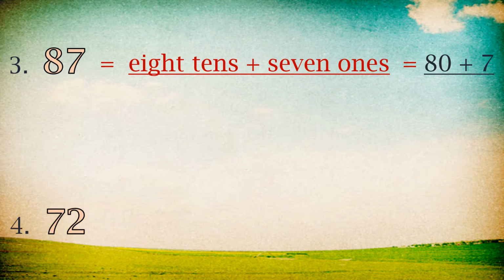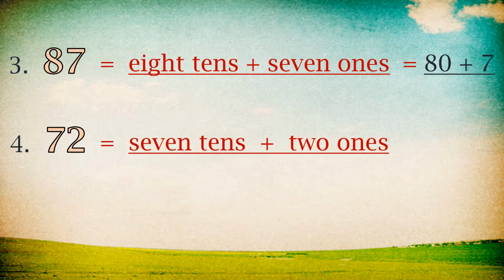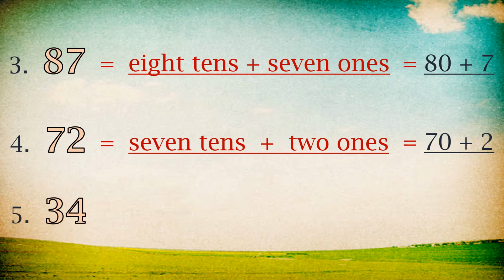87. Number 4, 72. In number 72, how many tens are there? Good job. There are 7 tens and how many ones? Very good. There are 2 ones. 7 tens plus 2 ones. 7 tens is equal to 70 plus 2. 70 plus 2 is equal to 72. Let's proceed to number 5.